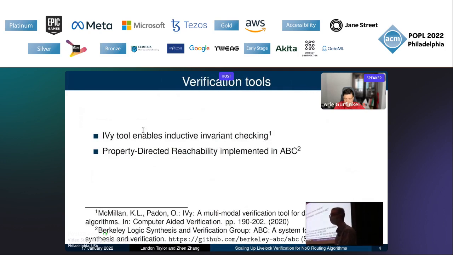So our work relies on two main verification tools. We rely heavily on the IVy tool for inductive invariant checking, developed by Ken McMillan and Oded Padon. We also use property-directed reachability as implemented in the ABC model checker.